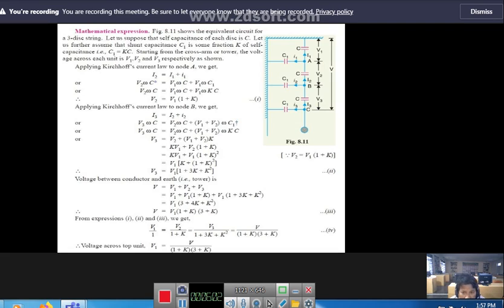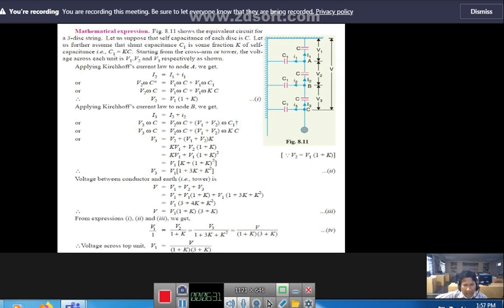So here let us consider the self capacitance of each disc is C. Each disc acts as a self capacitance, but the mutual capacitance is between the line conductor and the cross arm. Let us further assume that the shunt capacitance C1 is some fraction K of the self capacitance. This is most important: C1 is equal to Kc.